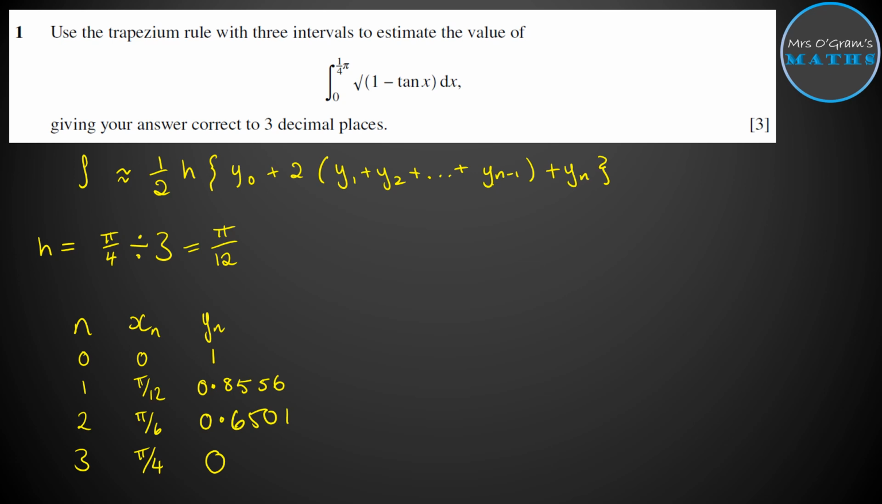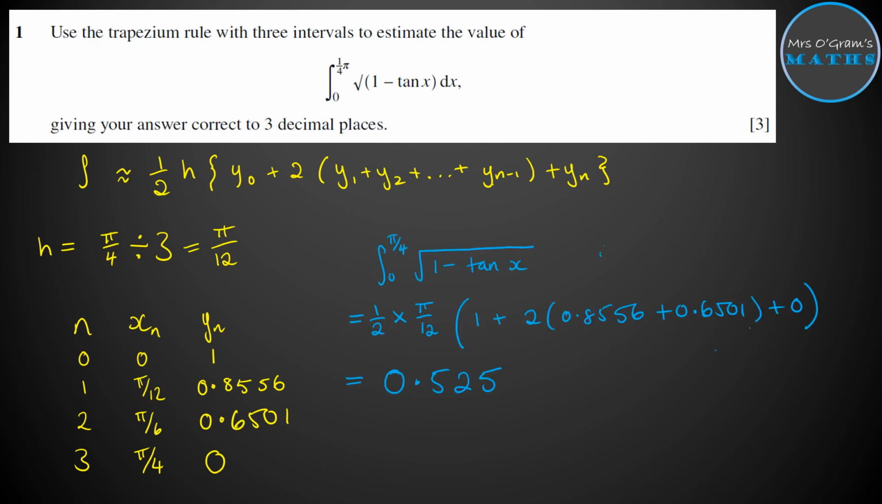Make sure you give enough decimal places. Our answer has to be to 3 decimal places, so you should show each step to at least 4, so that when you make your final answer at the end, you know for sure you haven't lost any accuracy. And we get a final answer of 0.525.